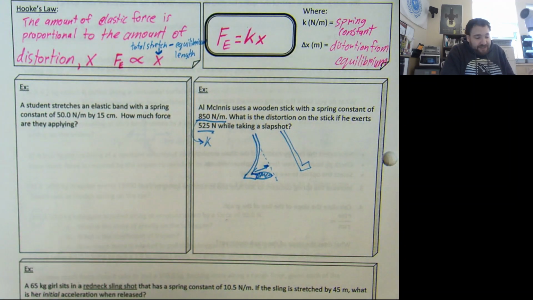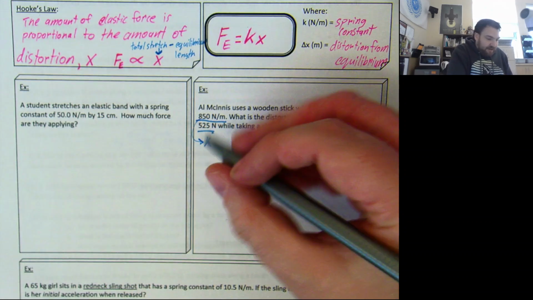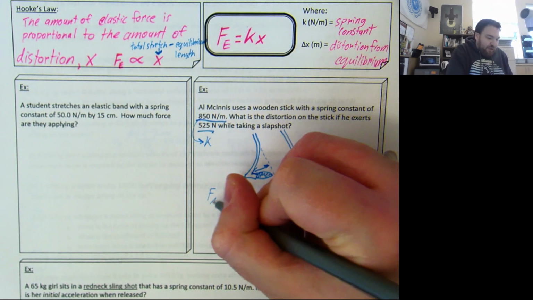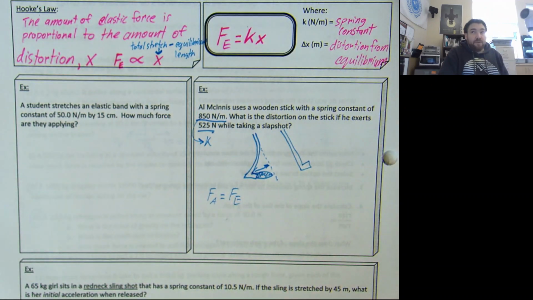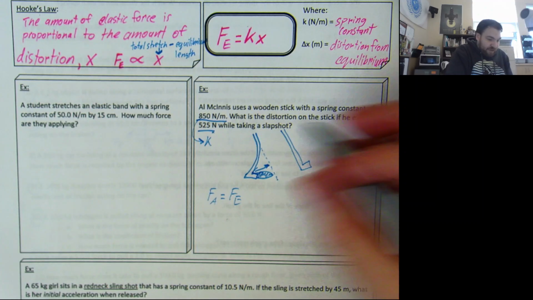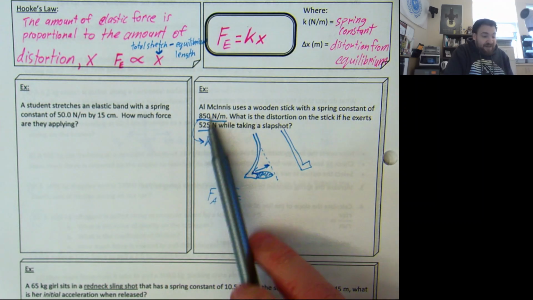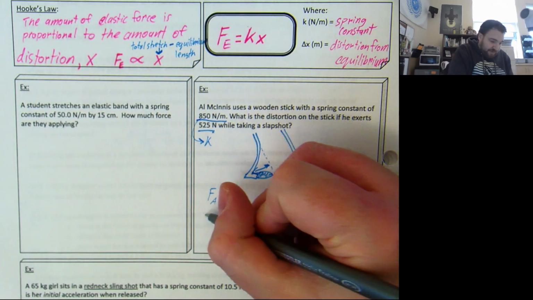So the way that these things work is that, at least with a hockey stick, because of the direction you're working at, your applied force is equal to your elastic force. Same idea when you're building a trampoline. The force that you're applying to stretch the spring is, if you're holding it there, equivalent to the force that the spring is trying to pull you back. So in this case, Al MacInnis's applied force was 525 newtons.